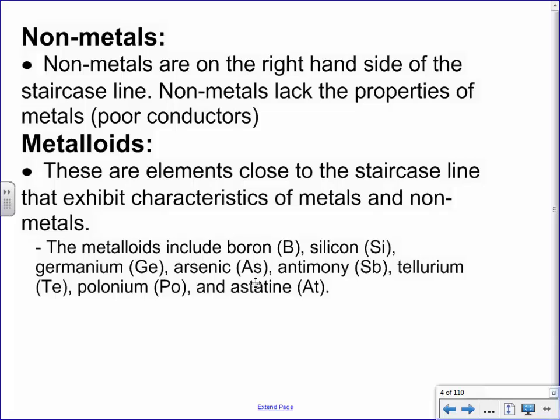Otherwise, we basically have three categories. We have the metals on one side, the nonmetals on the other side, and they usually bond with each other ionically. And then in the middle, you've got the metalloids, which sometimes behave as metals and sometimes not.